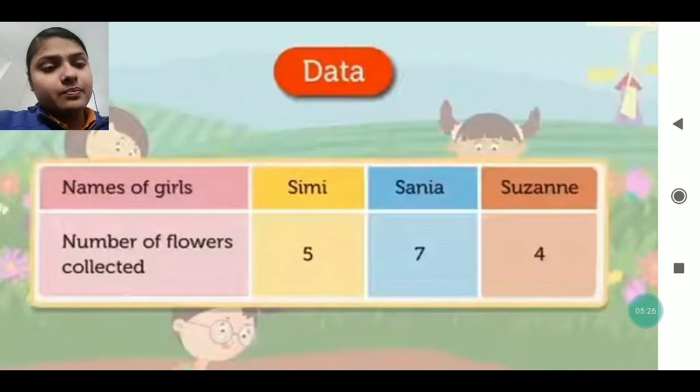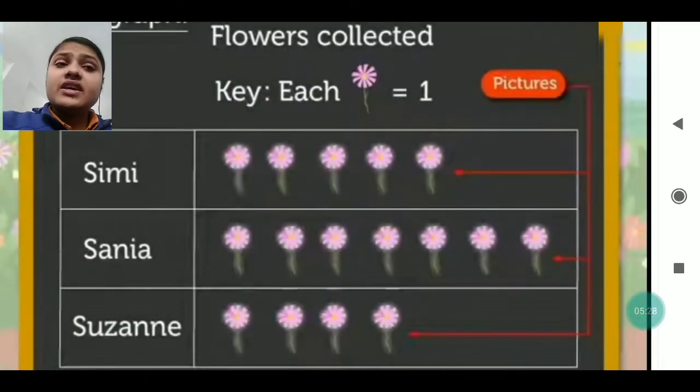and accordingly you have to draw the pictures. You can see the flower collection. The key is written: one flower is representing 1. It means if you draw one flower, it is representing 1 number. So we will draw 5 flowers for Simi, 7 flowers for Sanya, and 4 flowers for Suzanne. We will draw like this. Because if it were written that one flower is representing 2, then one flower you draw would represent 2.